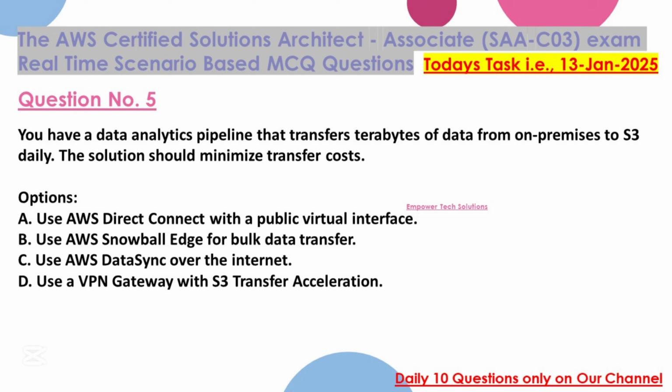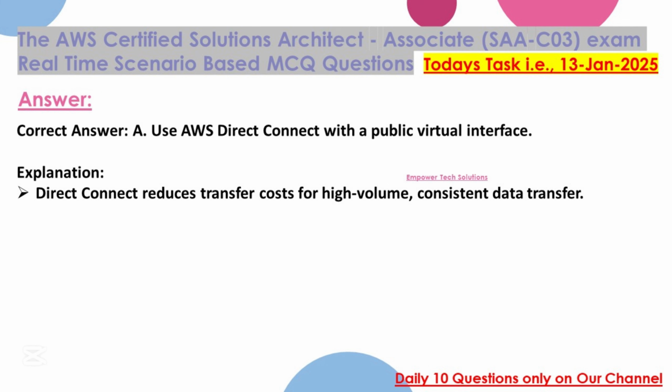C. Use AWS DataSync over the Internet. D. Use a VPN gateway with S3 Transfer Acceleration. Correct answer: A. Use AWS Direct Connect with a public virtual interface. Explanation: Direct Connect reduces transfer costs for high-volume, consistent data transfer.